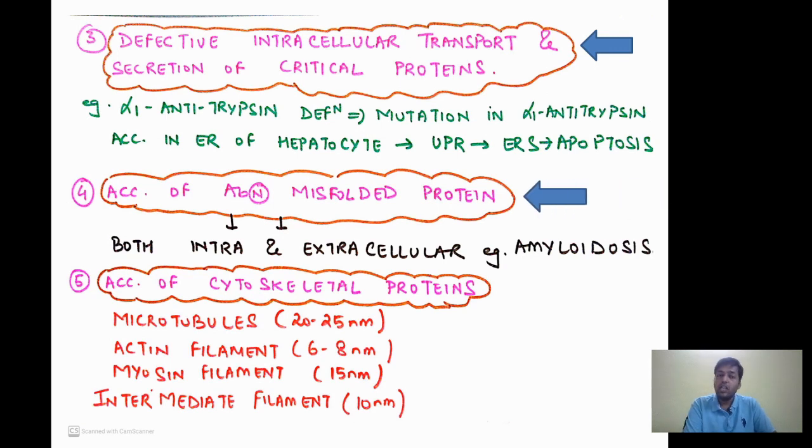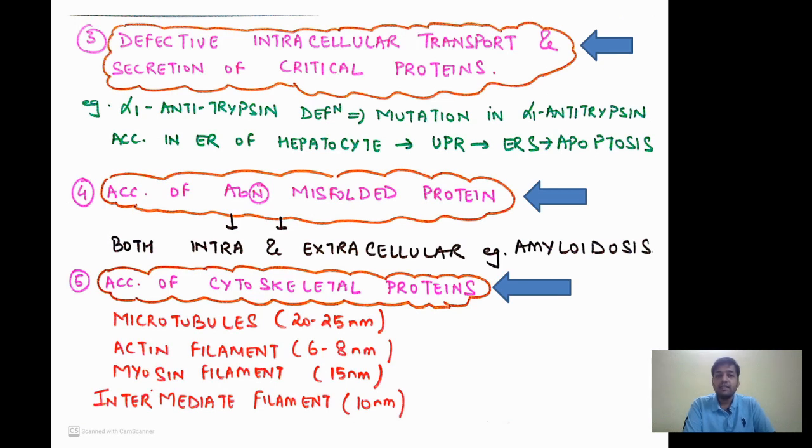Again, we can have accumulation of abnormal misfolded protein, both intracellular and extracellular. Example is amyloidosis, as I have already mentioned before, and there can be accumulation of cytoskeletal proteins. So first we have to understand what these cytoskeletal proteins are. We are having microtubules, the size of which is 20 to 25 nanometers. We are having actin filaments, size is 6 to 8 nanometers. We are having myosin filaments, size is 15 nanometers, and we are having intermediate filaments, size is 10 nanometers.